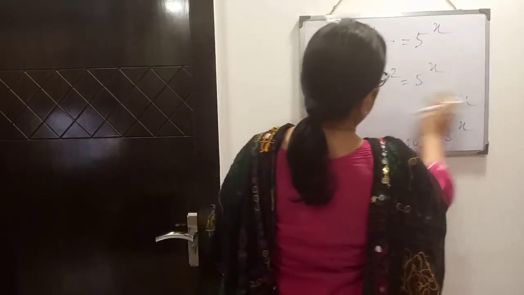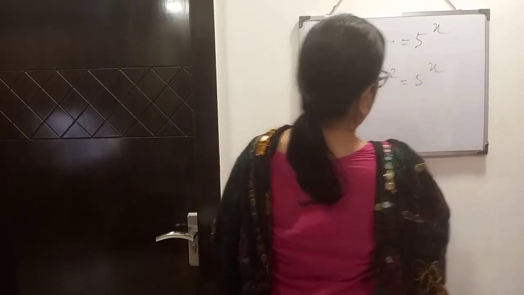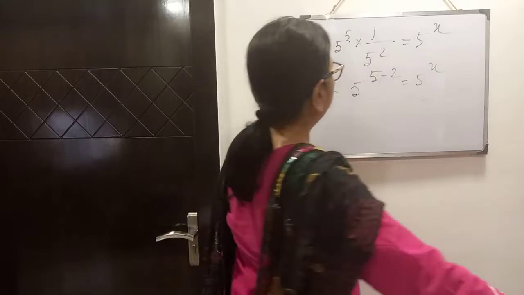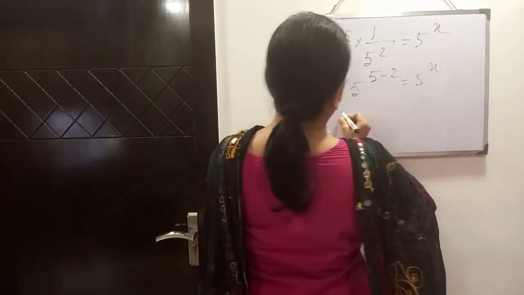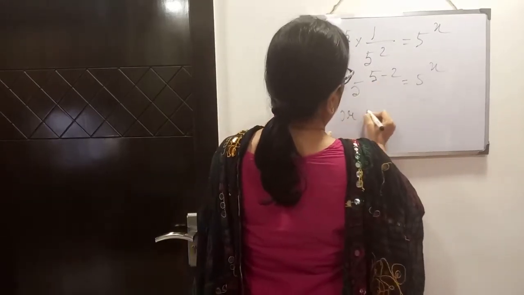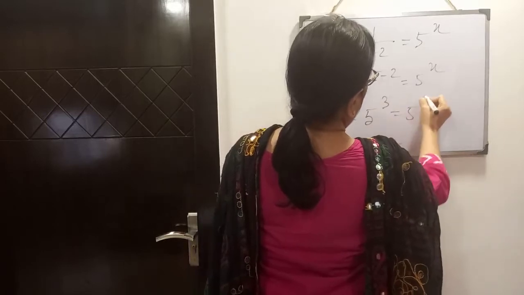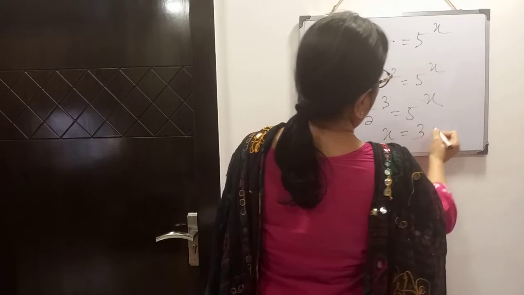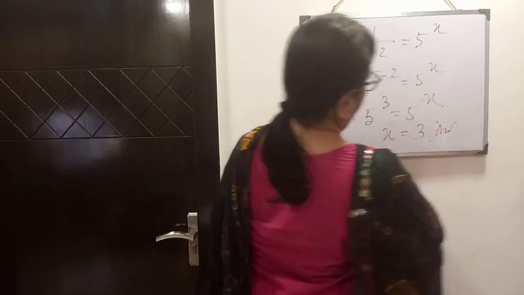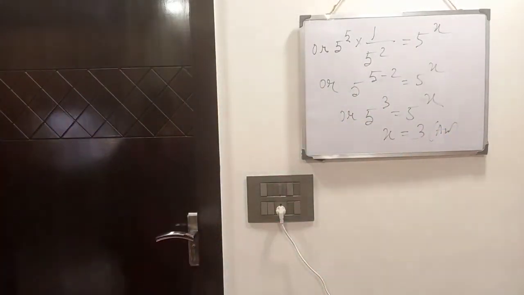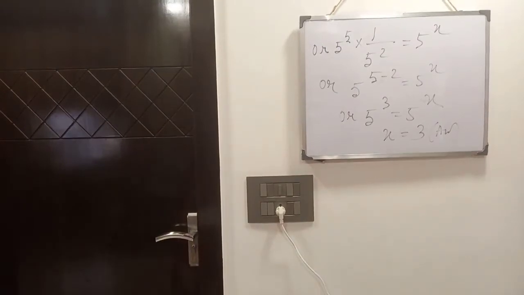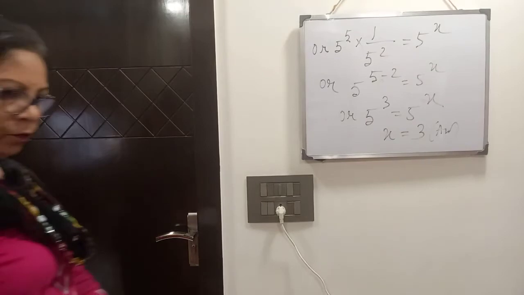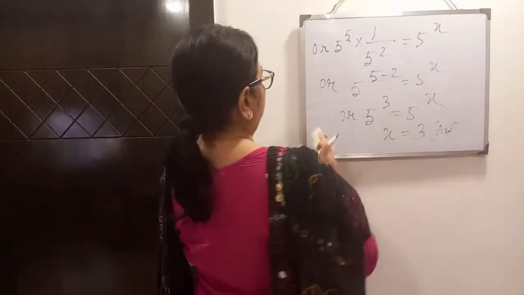5 minus 2 means 3. Again base same. So we can write power x equals 3. This is the value of x. Clear? x equals 3. Now next.